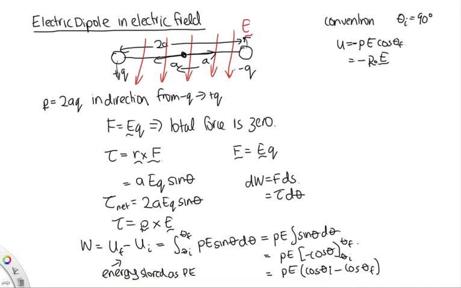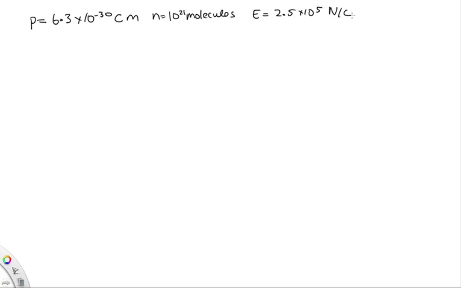Let's use this to solve a problem now. The water molecule has an electric dipole moment, so P of 6.3 times 10 to the minus 30 coulomb meters. And we have 10 to the 21 molecules, and they're all orientated in the direction of an electric field with a magnitude E equal to 2.5 times 10 to the 5 newtons per coulomb.